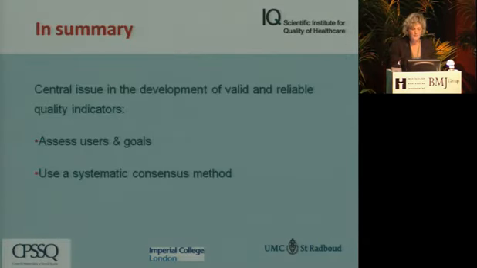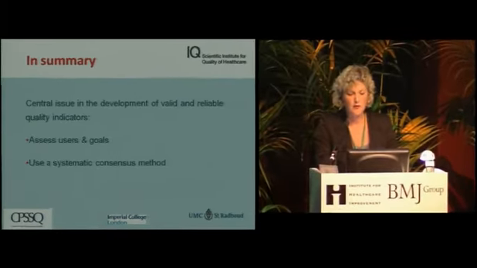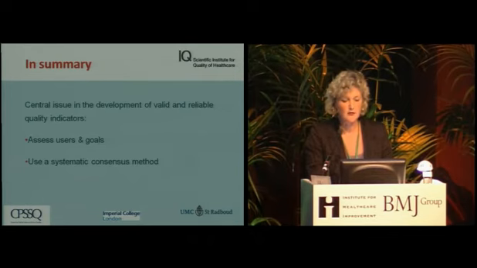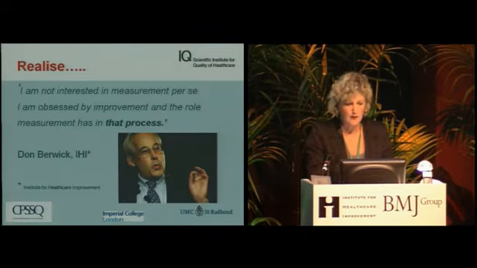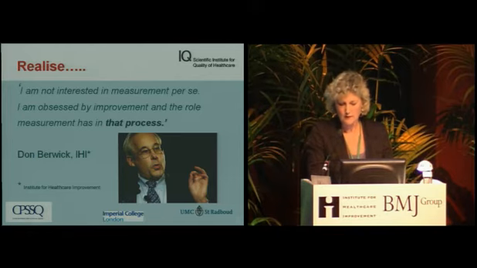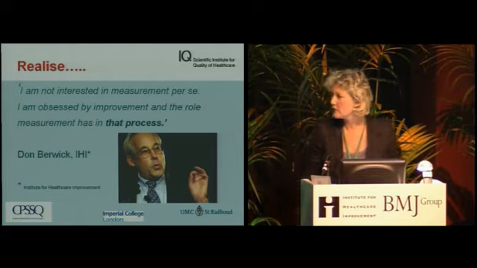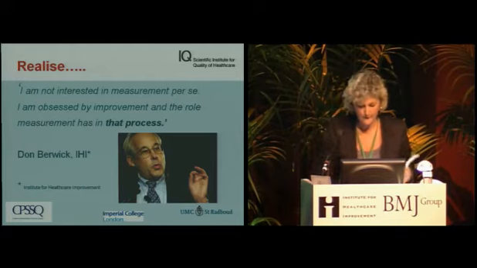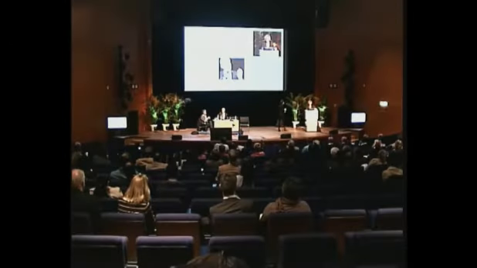And in summary, the central issue in the development of valid and reliable quality indicators is to assess users and goals and to use a systematic consensus method. And at last, we have to realize that it's not measurement per se, but the improvement that is most important. Okay, I'll give the floor to Anne. Well, thank you, and I will take over.